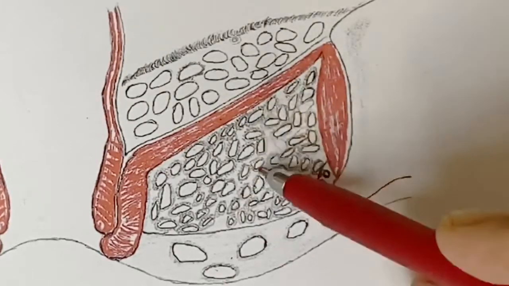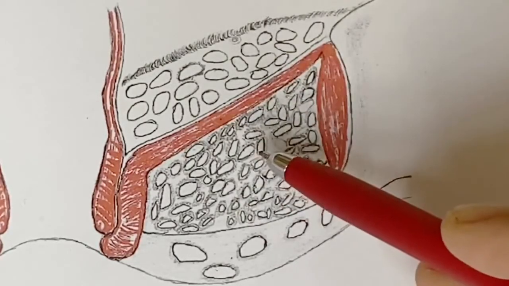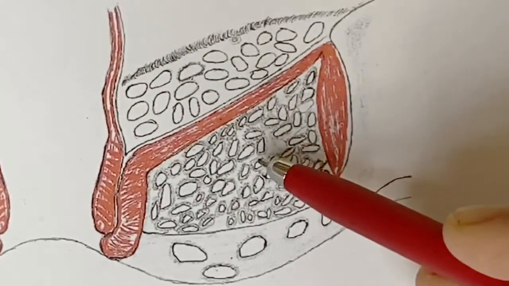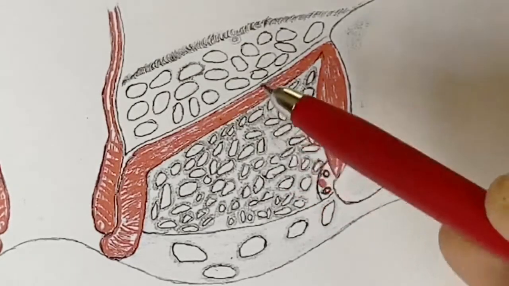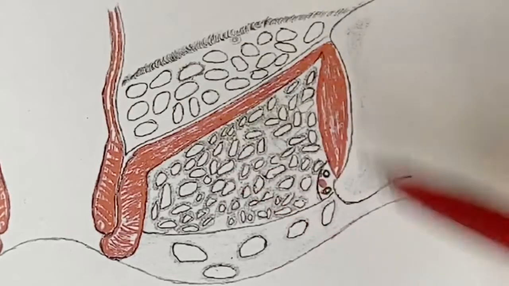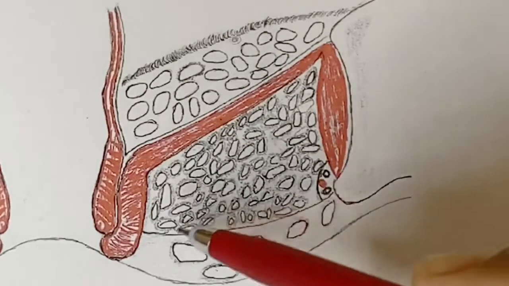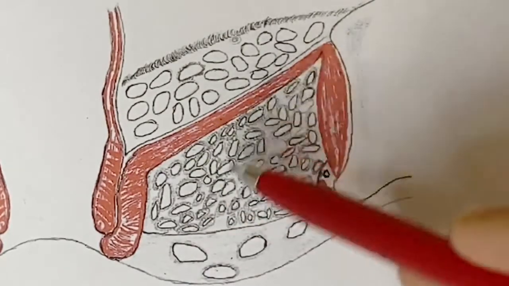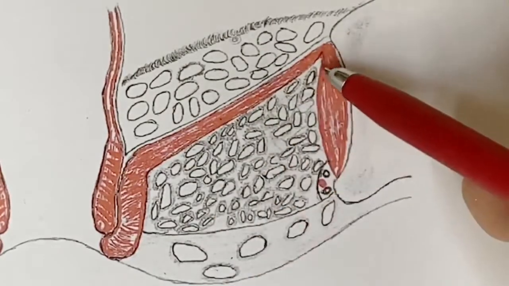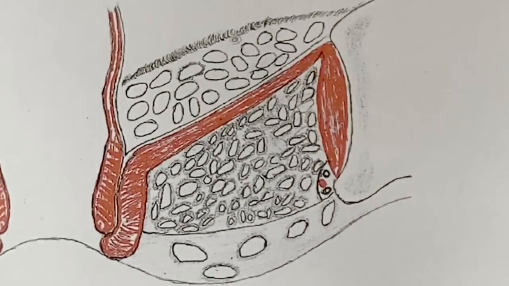The anteroposterior diameter of this ischiorectal fossa is about 2 inches, and the width is about 1 inch, and from base to the apex is approximately 2.5 inches. So these are the dimensions of the ischiorectal fossa.